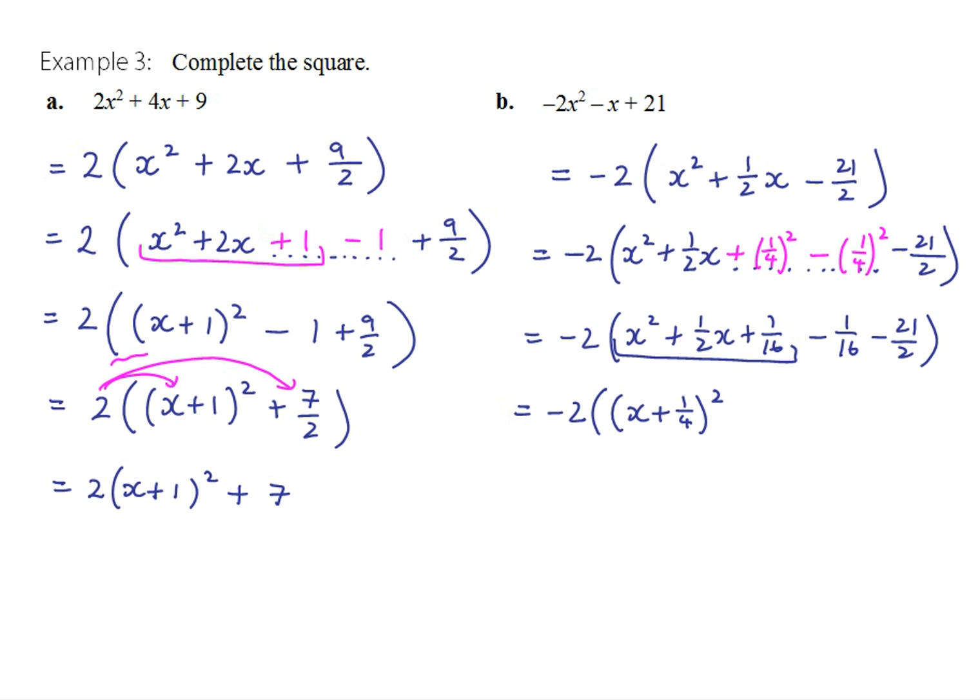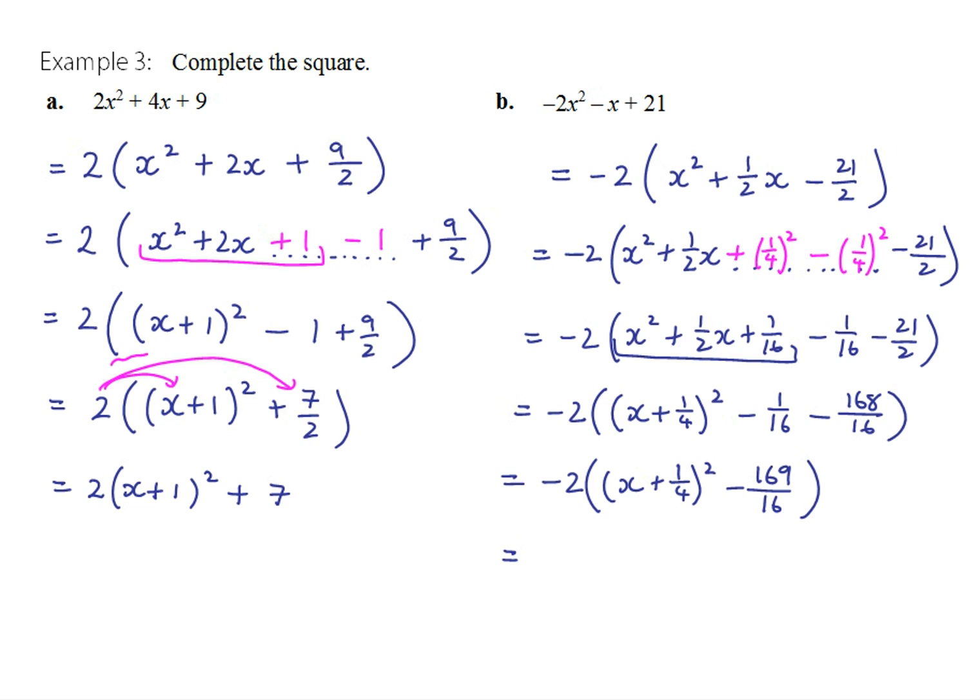And then we need a common denominator here. So we've got minus 1/16 minus 21 on 2. So we want to make a common denominator of 16. So I'm going to multiply the top and the bottom here by 8. So 21 times 8. Well, 20 times 8 is 160, and 1 times 8 is 8. So it's 168 on 16. So negative 2 x plus a quarter all squared, minus 1/16 minus 168 sixteenths, so it's minus 169 sixteenths.